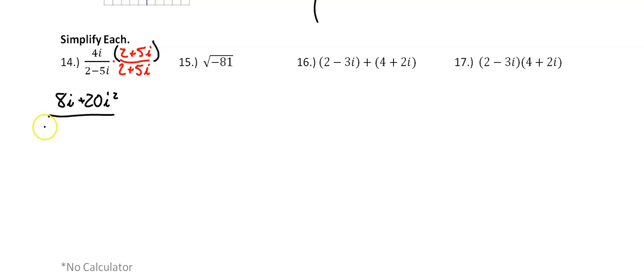Down here, I have to multiply this out. That gives me a 4 plus 10i. I'll actually multiply it all out. Minus 10i minus 25i squared. And then it's just a matter of simplifying. Like, remember, i squared is a -1.